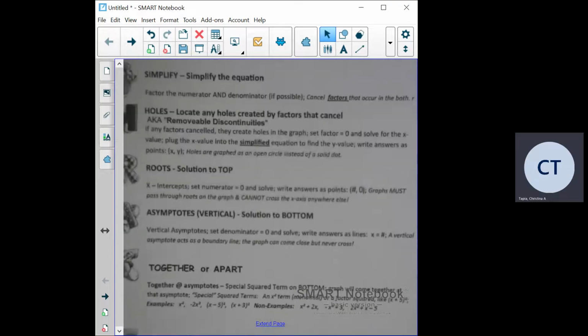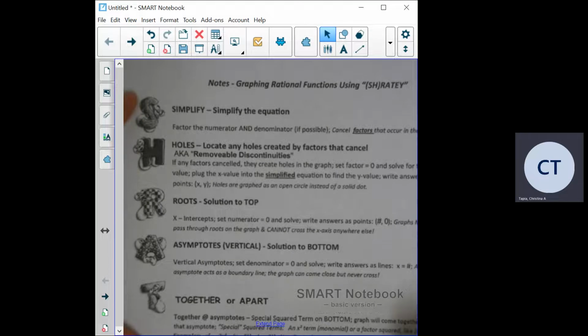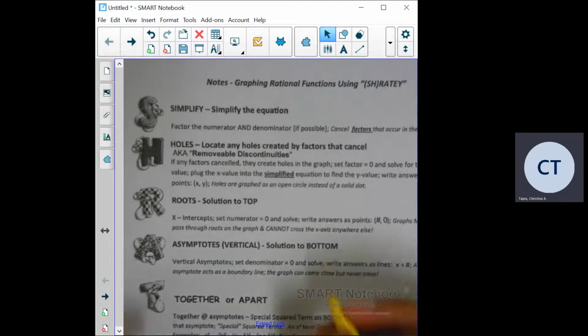The two things at the top of the page are the only new pieces. We're talking about the S and H part of SHRATEY. So from here on out, I would probably recommend using SHRATEY instead of SHRATEY because it actually covers everything you need without having to figure out, wait, do I use the SH one or just the SHRATEY one? Just use SHRATEY from here on out.